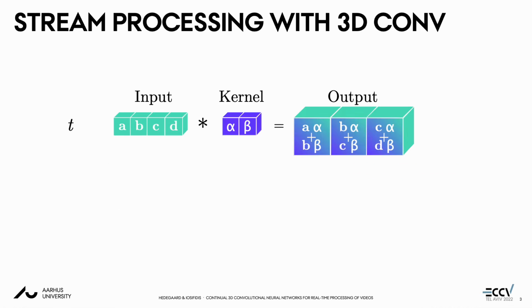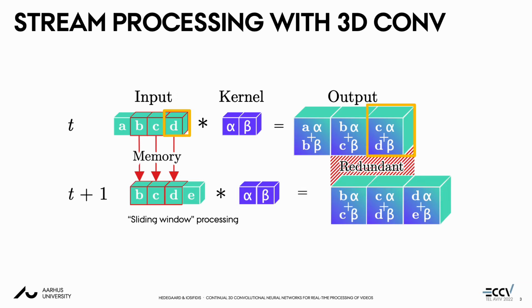Let me illustrate. Here you see a spatio-temporal input with time instances denoted by Roman letters and a 3D convolutional kernel with Greek letters denoting temporal positions. A 3D convolution is usually applied on the whole spatio-temporal input to obtain our output. At time t, our most recent frame is d. What happens when we receive the next frame?